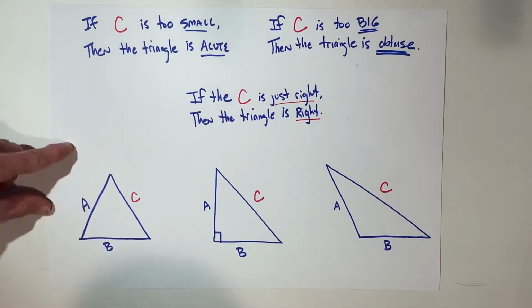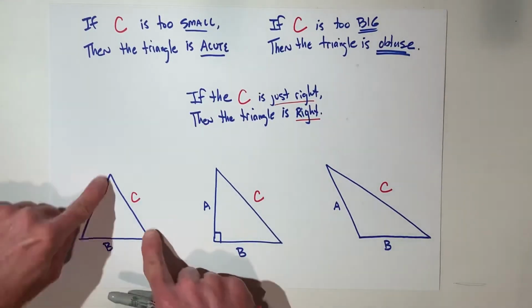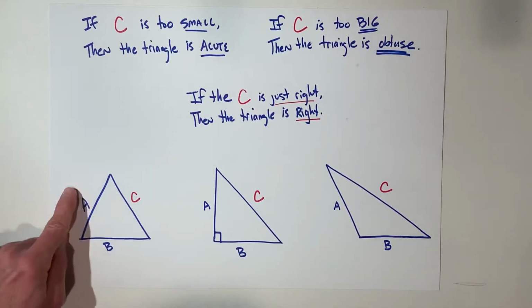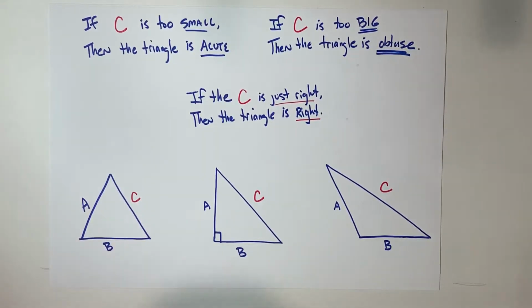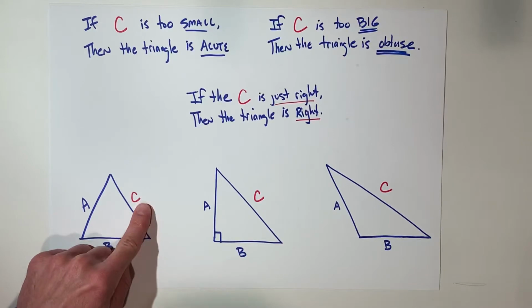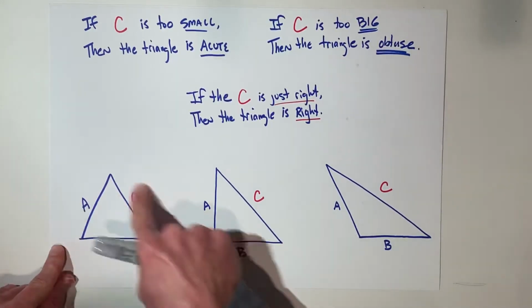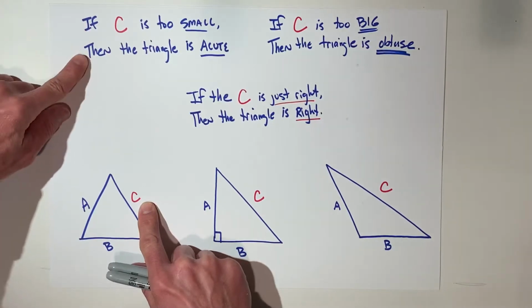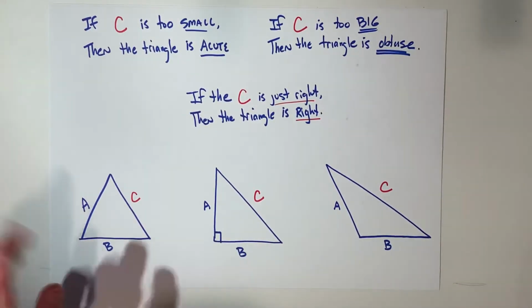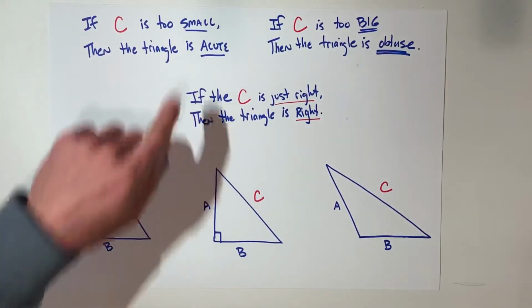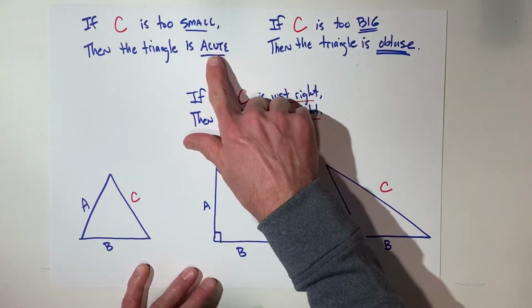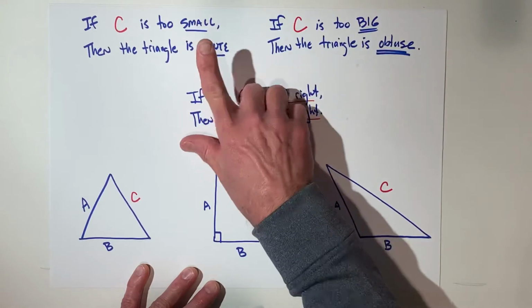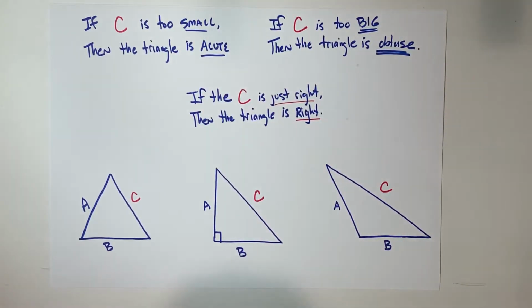But if I drew a square off of A and a square off of B and a square off of C, I think we'd be hard-pressed to say that A and B together make C, which to me means C is too small. So if you see a triangle like this one, where C is too small, then the triangle is acute. It's very simple. If C is too small, the triangle is acute. It reminds me because acute triangles are smaller than 90. So C is too small, the triangle is acute. To me, that makes sense.